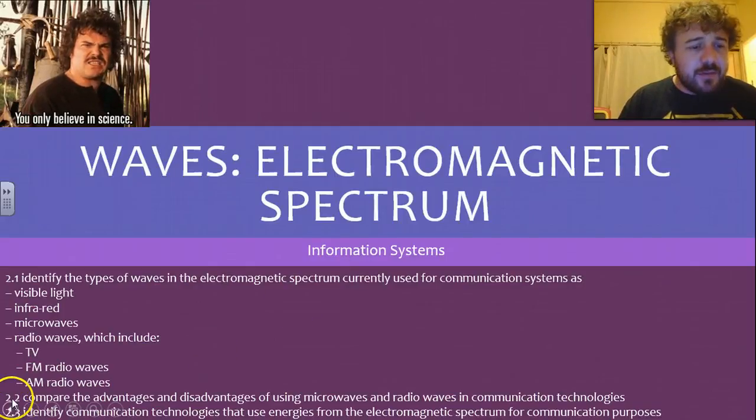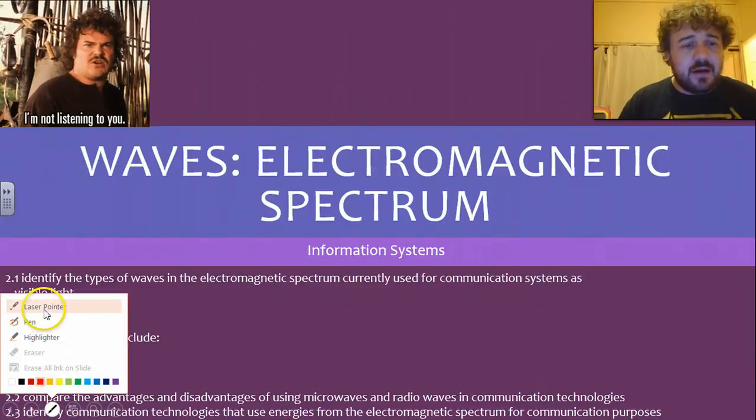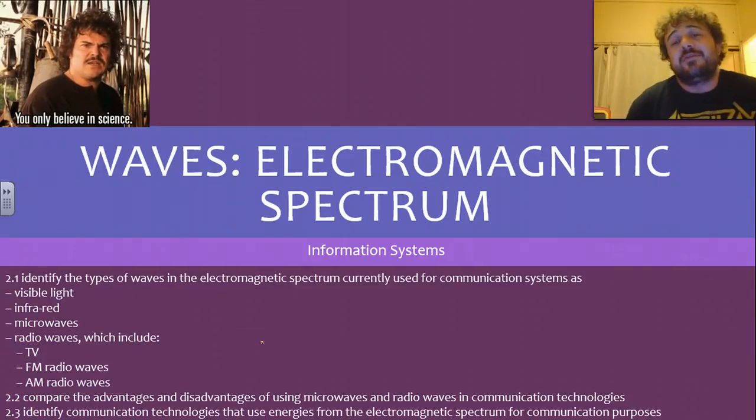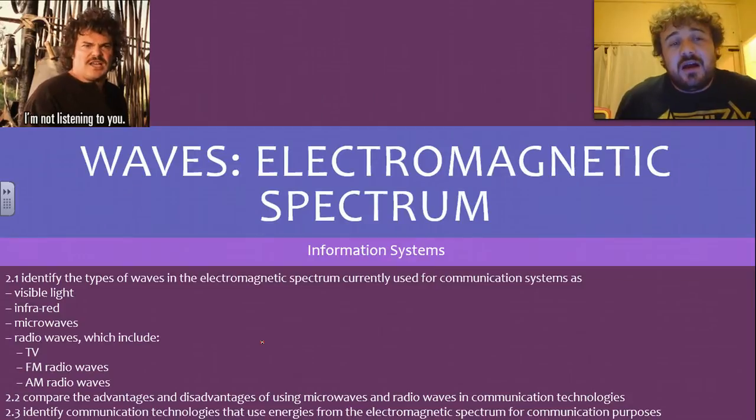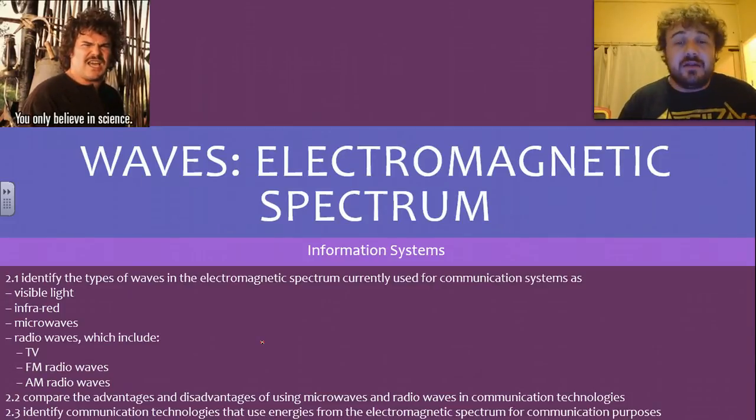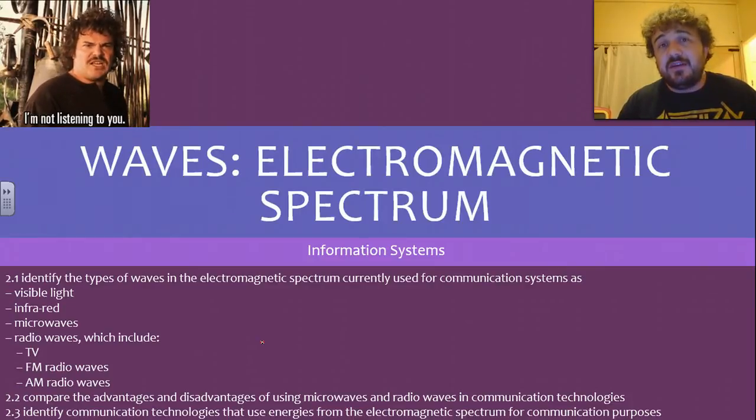Alright nerds, so we're back and we're going to keep going with our waves, well not waves so much as information systems, and today we're going to look at the electromagnetic spectrum, which are the types of waves which we get from the sun. And as I said, it's a spectrum, so it's a whole range, and that range is either in frequency and energy or wavelength, and we'll have a look at that in a minute.